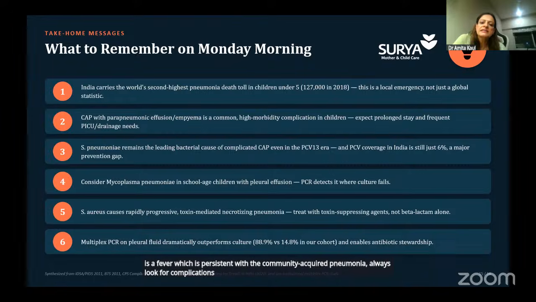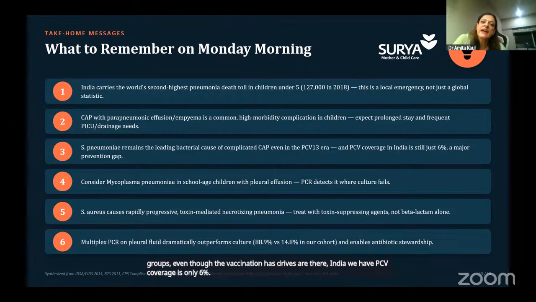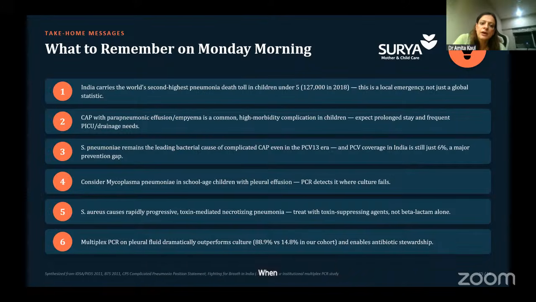Strep pneumonia is the leading cause of pneumonia overall in the world in all age groups. Even though there are vaccination drives, in India PCV coverage is only 6%. So even with vaccinated children you can get pneumonia, and most of the children in the country are not vaccinated. So strep pneumonia is common. Always suspect strep pneumonia when a child comes to you.